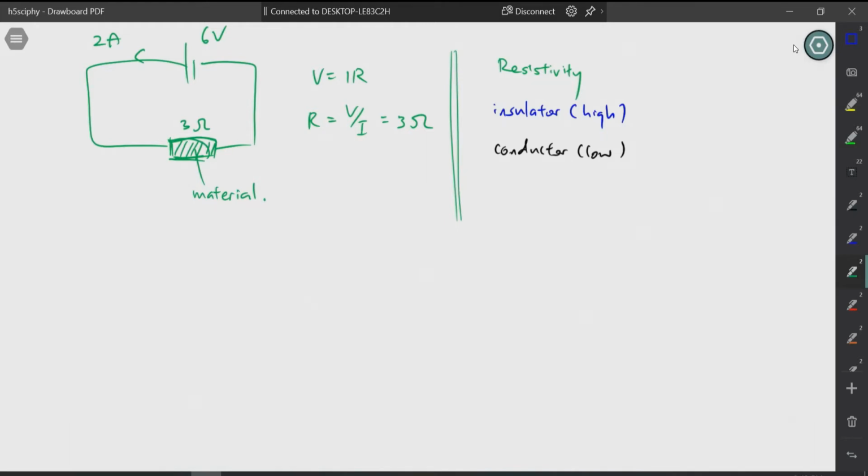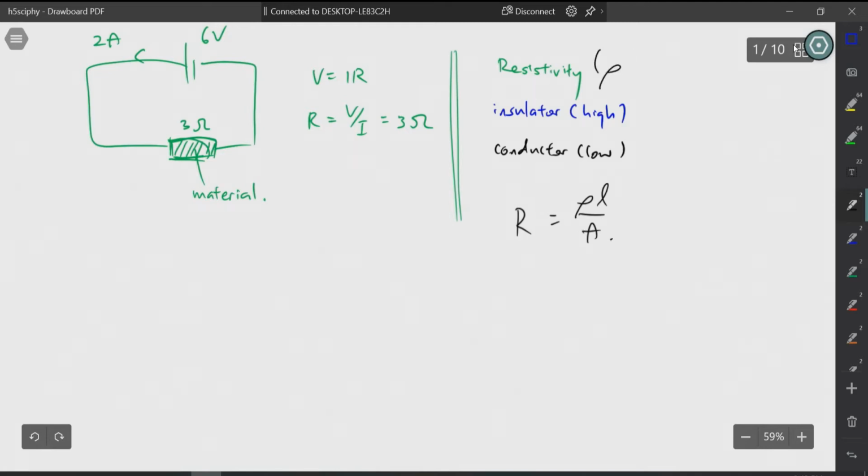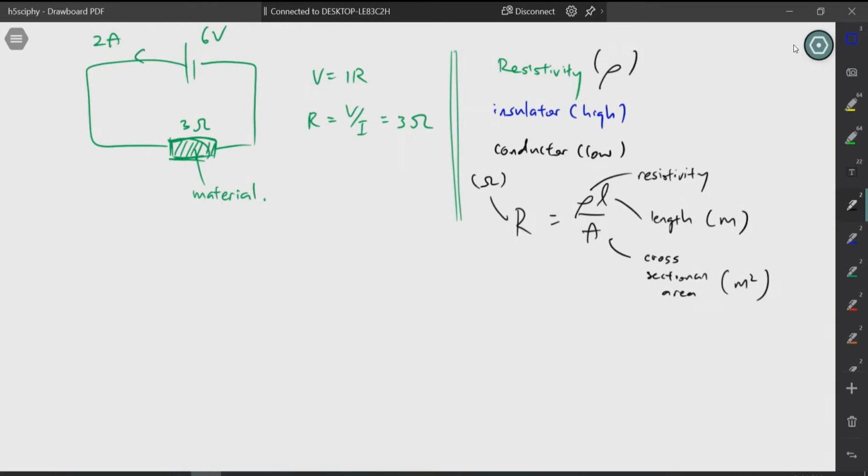Okay, so now what I want to introduce to you all is a formula, and it goes like this: R equals rho L over A. Now resistivity is denoted with the Greek alphabet rho. So this rho here is resistivity. This L here is length, and this A here is the cross-sectional area. Using our base SI units, cross-sectional area will be meter squared, L will be meter, R will be ohm. So this R is our resistance. Please don't mix resistance with resistivity.